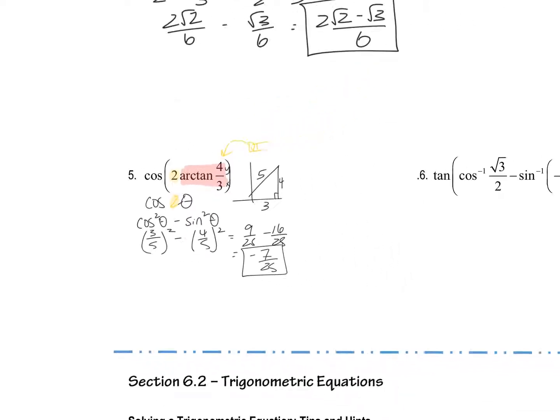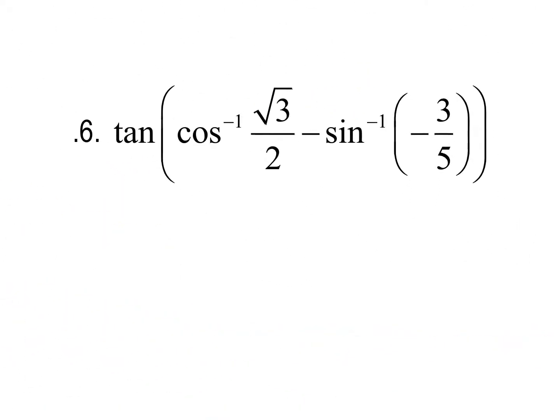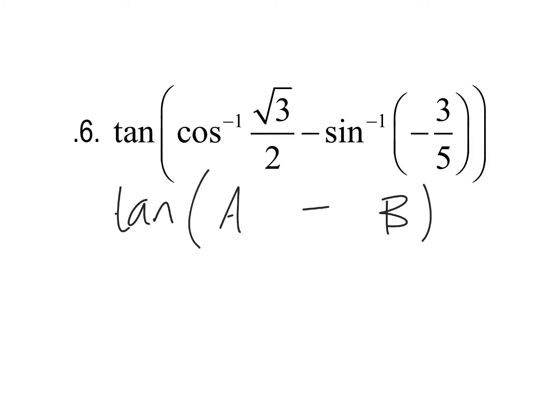Okay, last one I want to look at is this one. Again, I have a tangent of, I'm recognizing this formula as A minus B. And my A is this. I'll draw a triangle with that. And my B is this. I will draw a triangle with that.